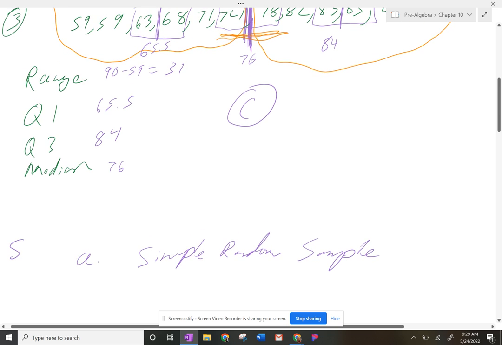On to number 5. It says Mr. Who put student names in a hat and selects 5 names at random. Okay. Everyone has an equal chance of being picked. It's the entire class. So because of that, it's going to be a simple random sample.